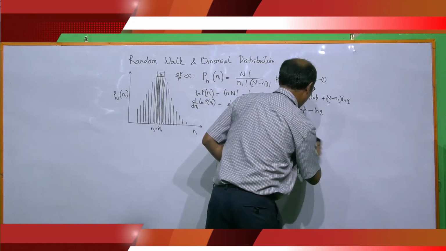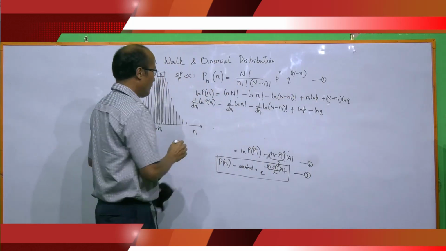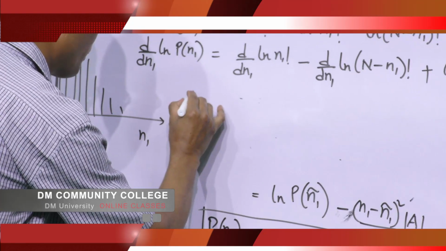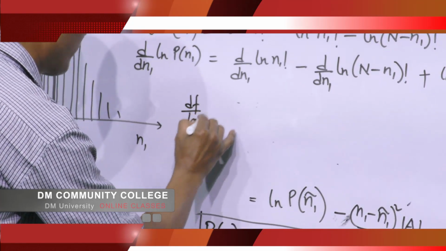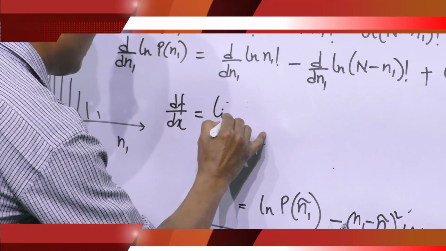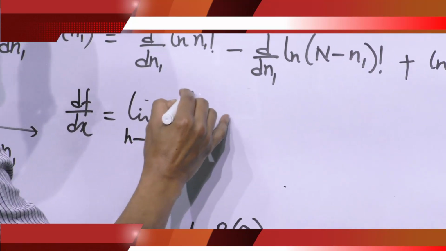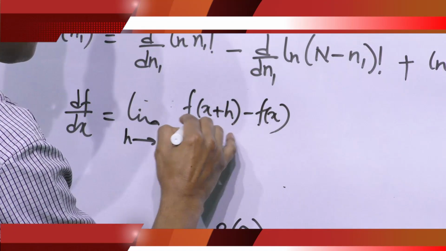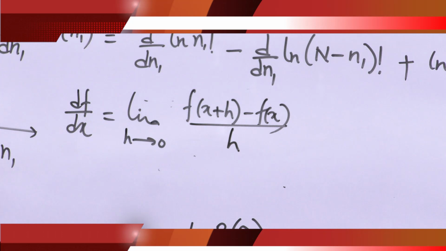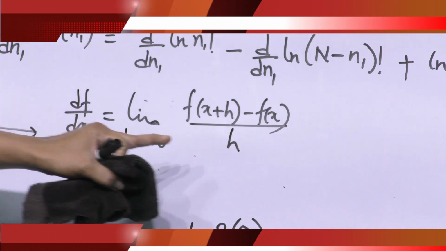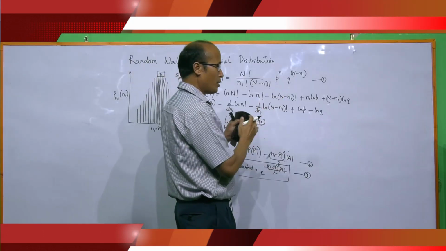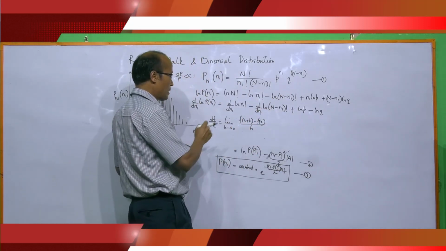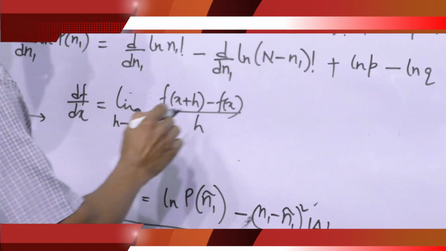In order to find this value, we use the definition of the differentiation. Say d/dx of f is equal to, in the limit h tends to 0, f of x plus h minus f of x divided by h. And in our case, h is the number of steps. So the minimum number of steps is 1, the minimum number of n1 is 1.